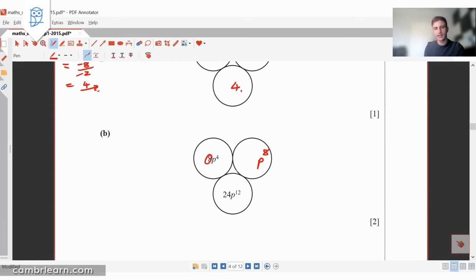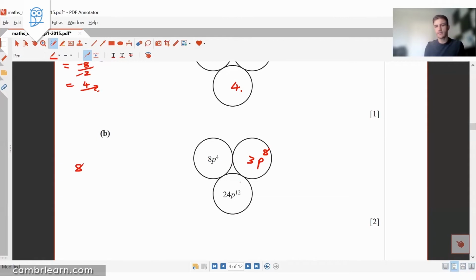Okay, and then how to get from 8 to 24? We just multiply by 3, because 8 times 3 is equal to 24. So this is 3p to the 8. Another way that we could have done it, and this might be a little bit advanced, but if you want to do it like this, you definitely can.